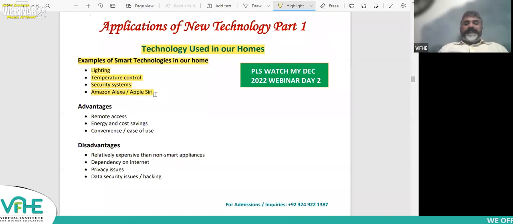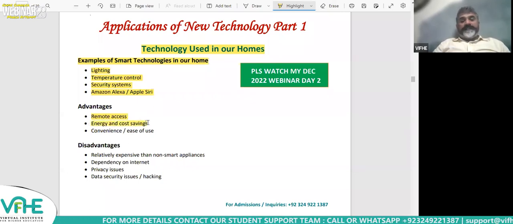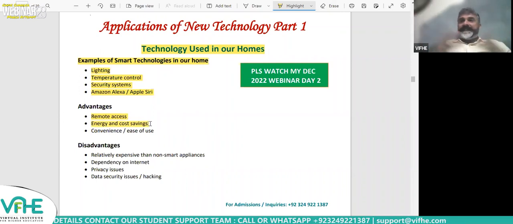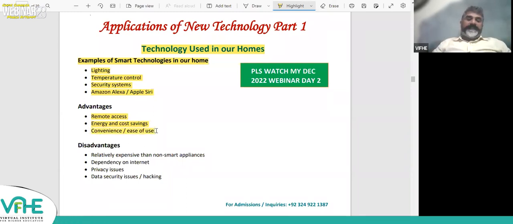What are the advantages of this? Well, remote access. If I'm in office and I'm going home, I want to put on my air conditioner before I reach home, I can just switch on my AC through the app on my smartphone. It can lead to energy and cost savings because there are intelligent lighting systems, intelligent heat and temperature control systems. They automatically adjust, so it leads to more efficiency, and it is convenient, obviously.